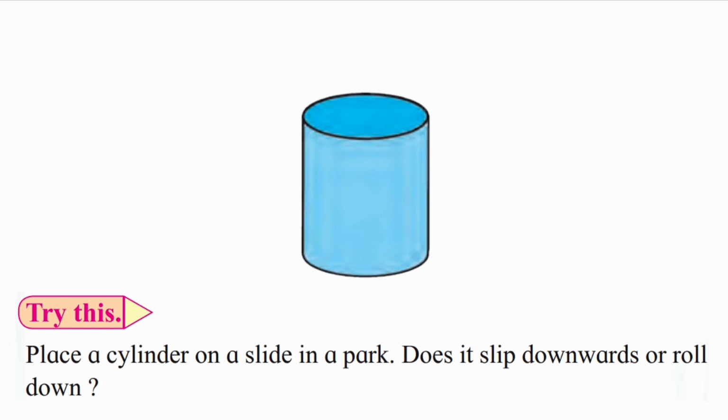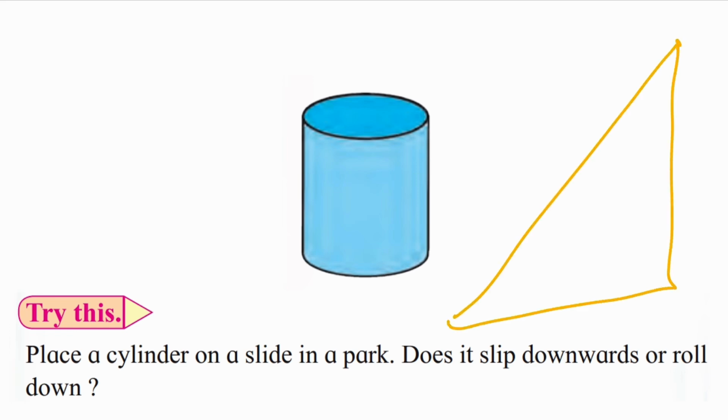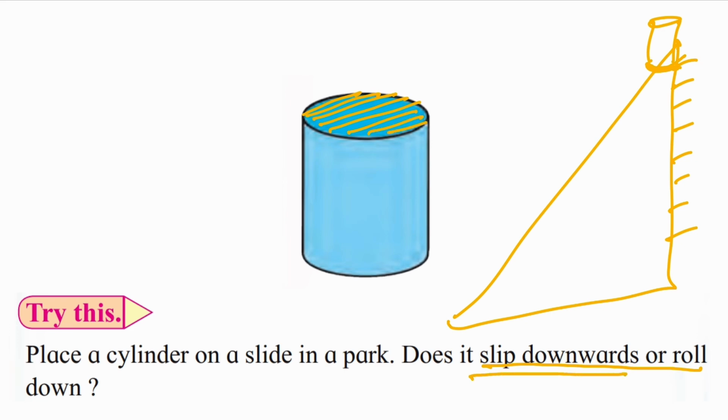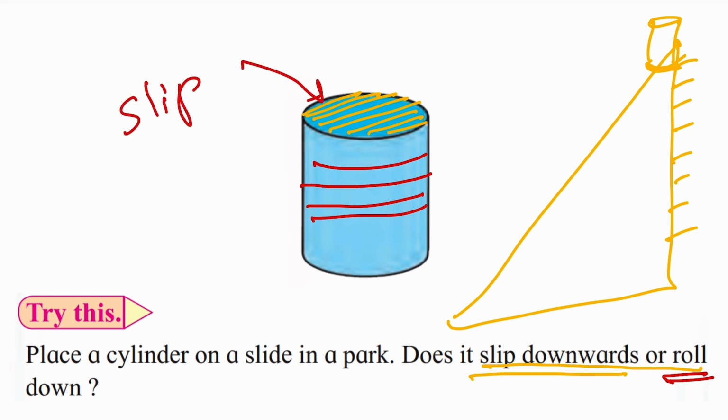Place a cylinder on a slide in a park. If we keep it on a slide in a park, then what will happen? Does it slip downwards or roll down? If you keep it facing the base downside, if the flat surface is touching the slide, then it will slip down. But if the curved surface is touching the slide, then it will roll down. So we can say that it can slip down from here and it can roll down from this side.